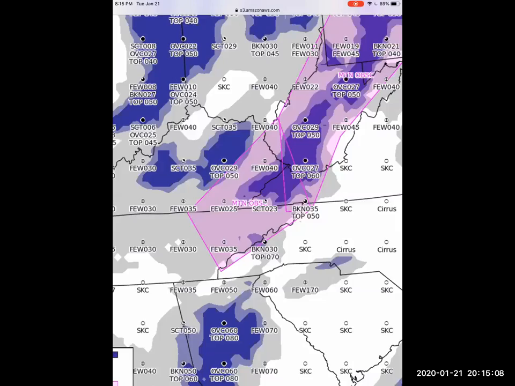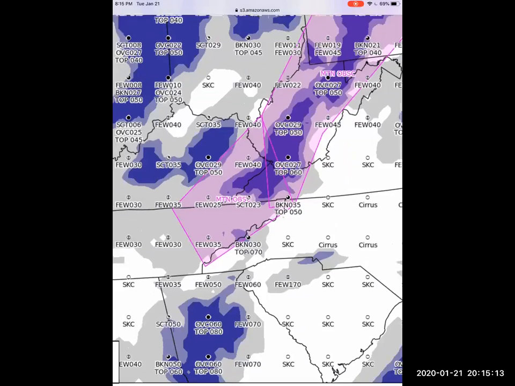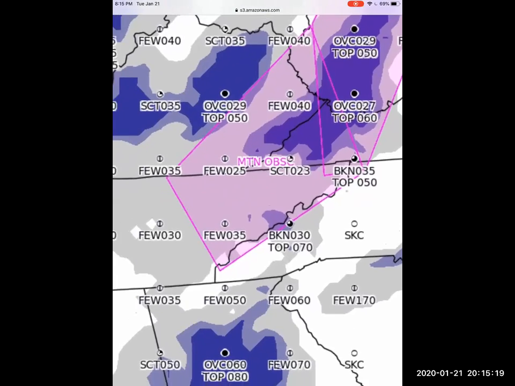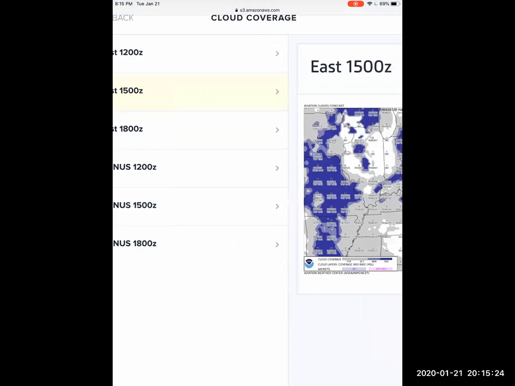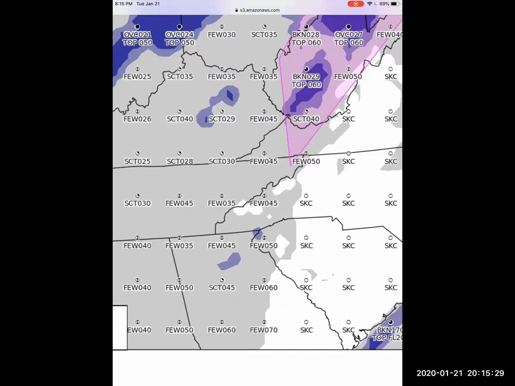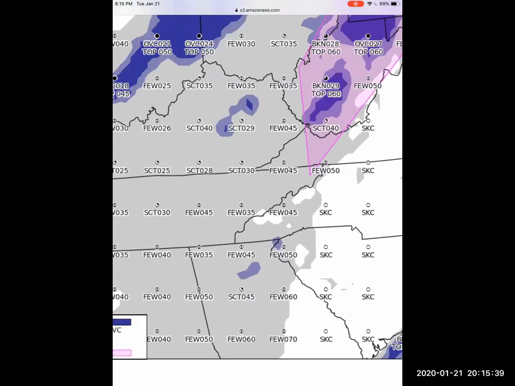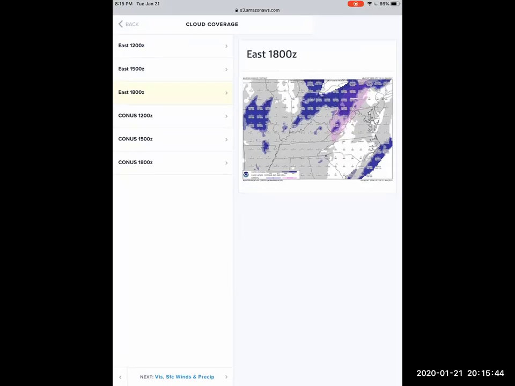But if we jump ahead to, what was this at? 1500 Zulu, we see things improve. We still have that AIRMET for mountain obscuration in the light purple, but the clouds start to break up and clear up. And certainly if we move even further to 1800 Zulu, yeah, looking a lot better. No broken or overcast coverage, few to scattered coverage in the area, like 3,500 to 4,500 feet. So it is an additional confirmation that if we wait, conditions should improve, not deteriorate.